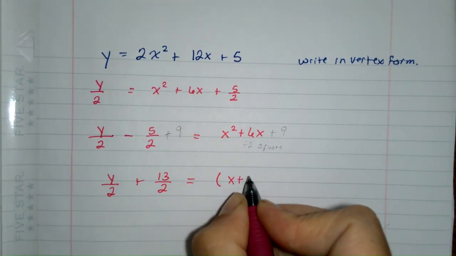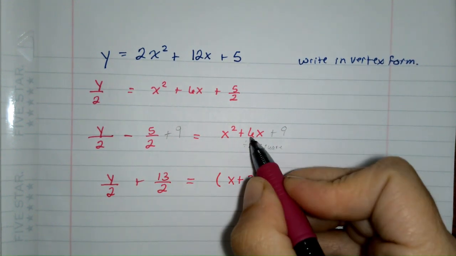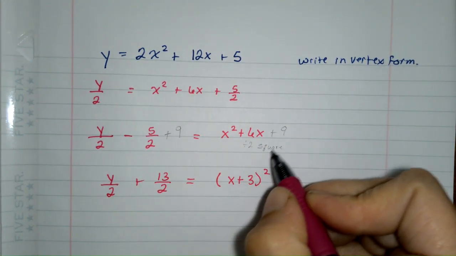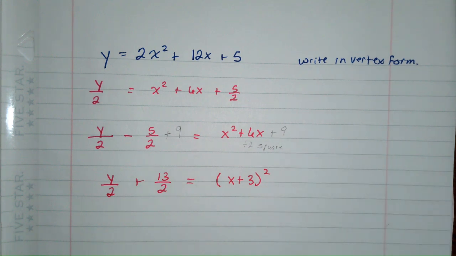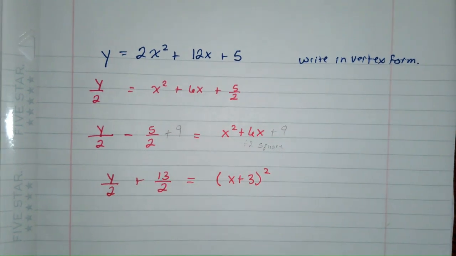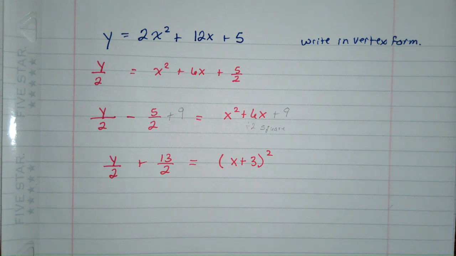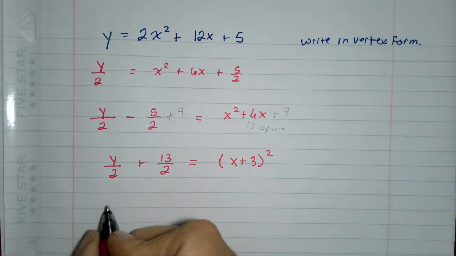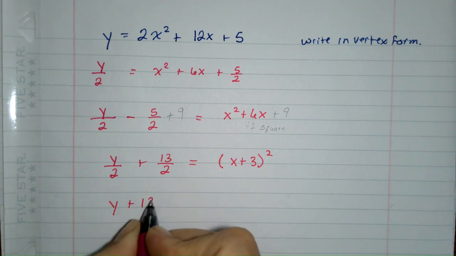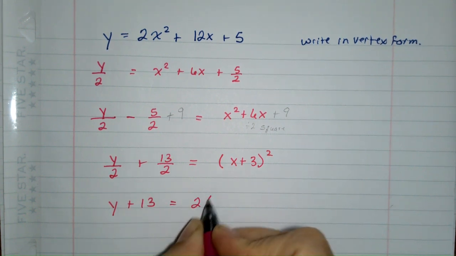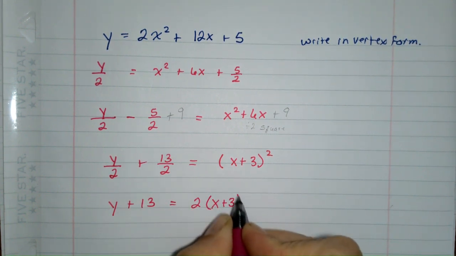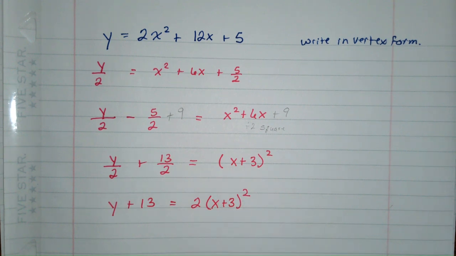And I'll factor this because, remember, divide by 2, square. 3 times 3 is 9, 3 plus 3 is 6. And now I need to get y by itself again. So I'm going to multiply everything by 2. Because of order of operations, I can't actually distribute the 2 through the parentheses. And then I'm going to move my 13 back over.